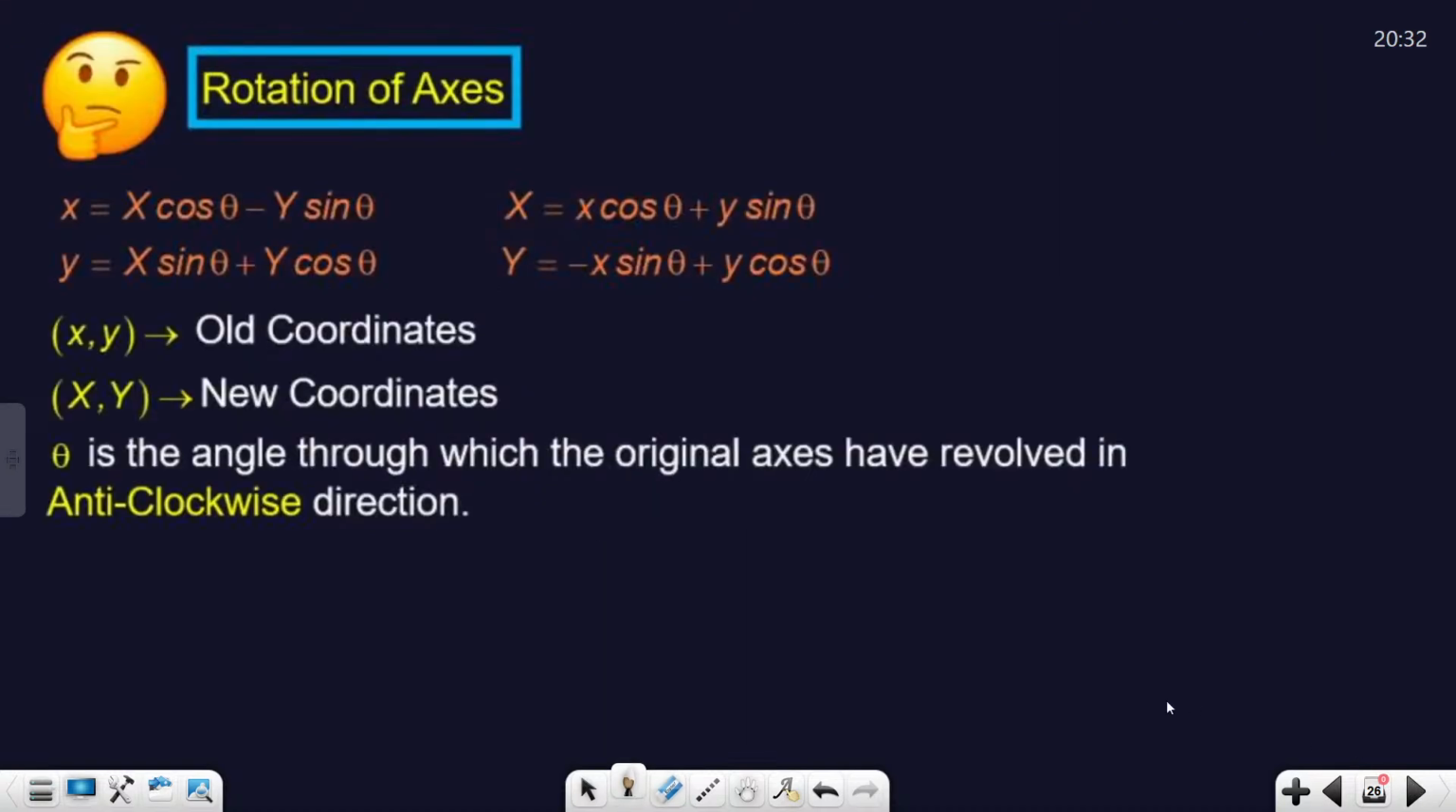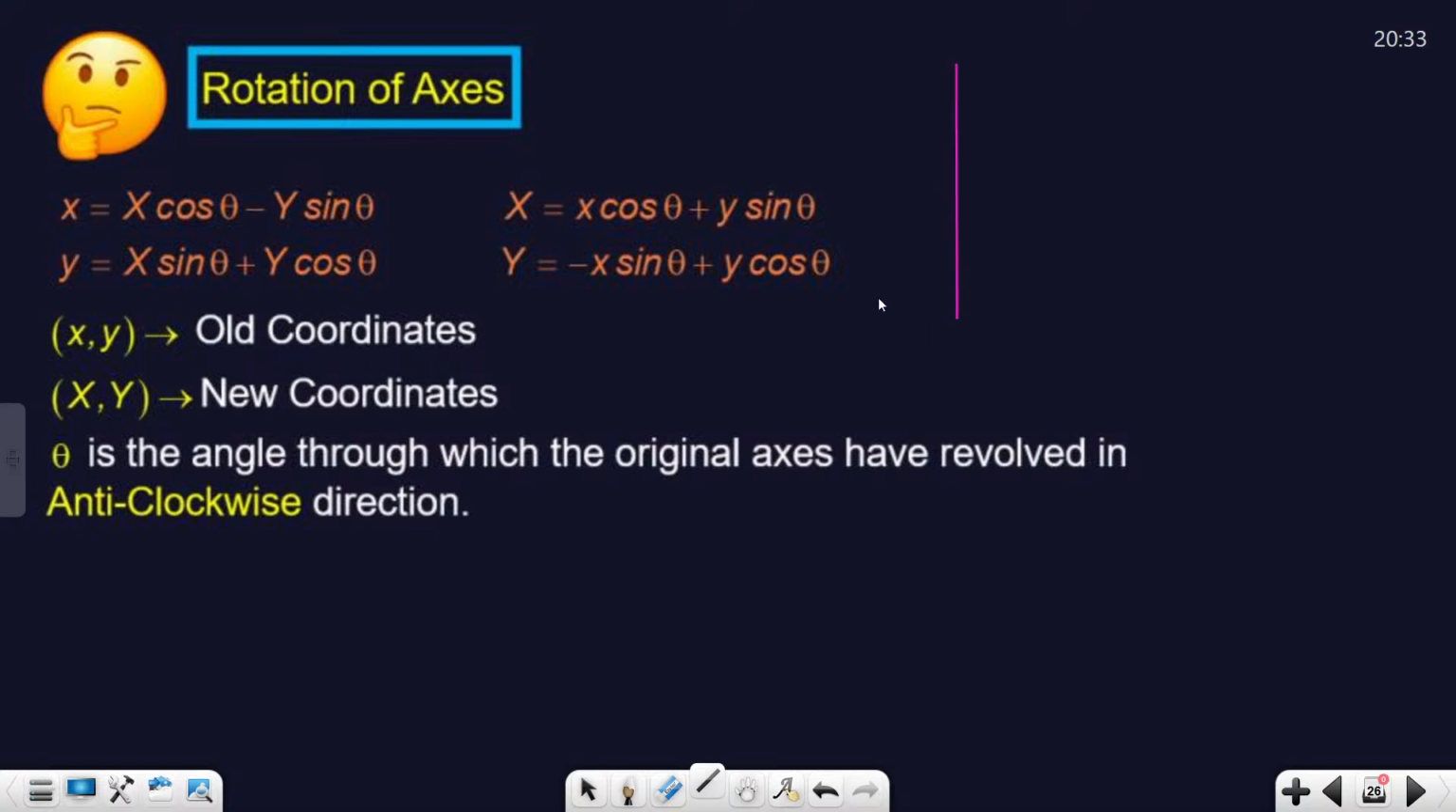Now, let us come to rotation of axes. What is rotation of axes? Until now, what were we doing? We have translated the origin. We have shifted the origin from one point to another point. Here, we are not shifting the origin. We are simply rotating this system of axes. Let me just draw the system of axes.